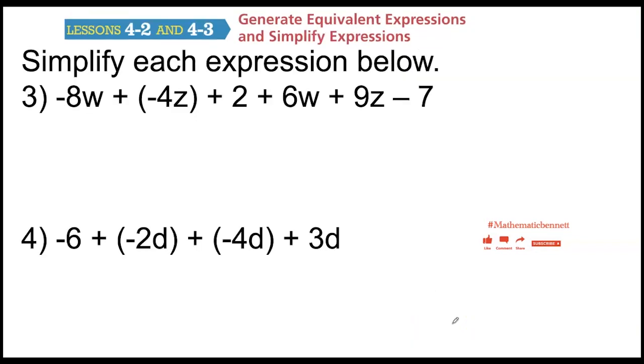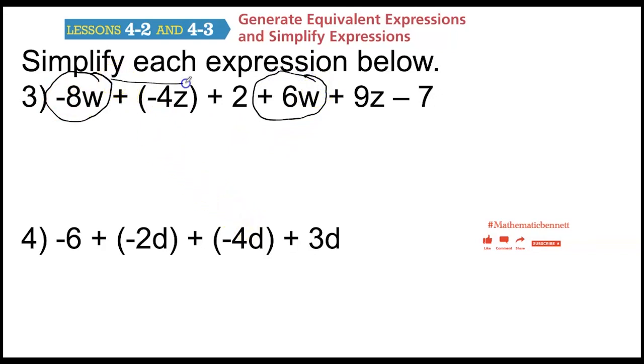For chapter 2 and chapter 3, we generate equivalent expressions by simplifying expressions. So we're going to simplify these two expressions. So first, simplify each expression below. Alright, so we realize that we're working with different terms, so we have to identify the like terms first. So I'm going to circle all the terms with W. You notice I circle the sign that is before it as well.